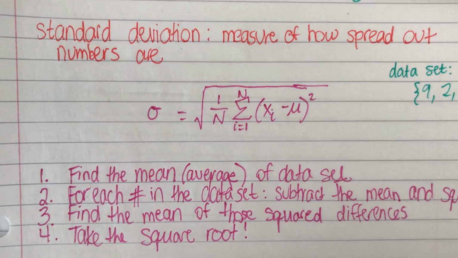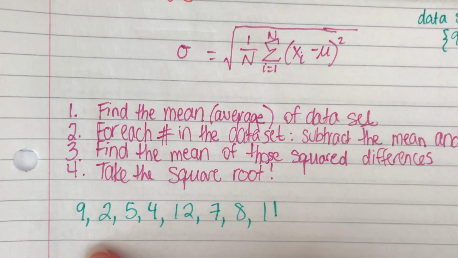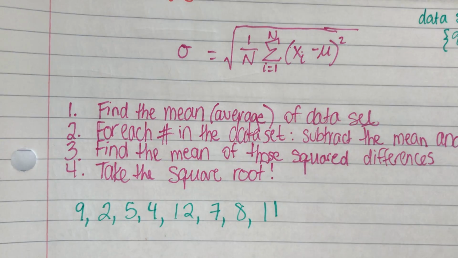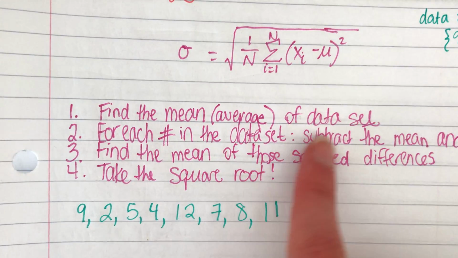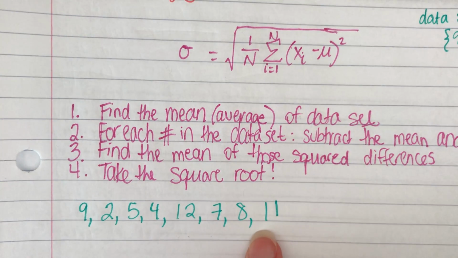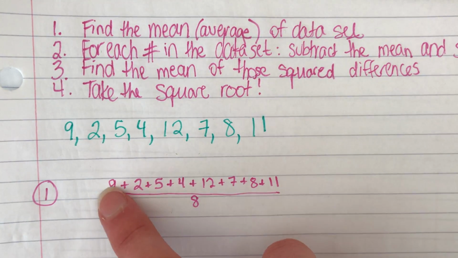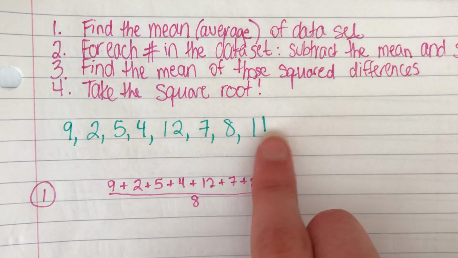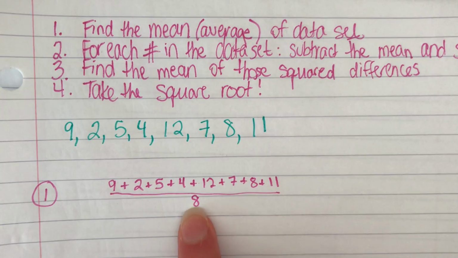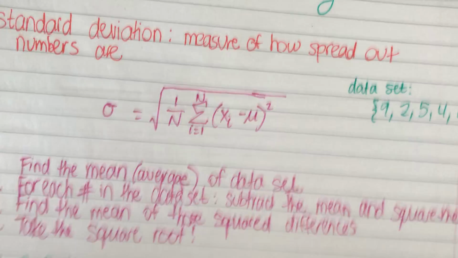Okay. So if you're back, I assume you're ready to move on. Again, we're going to look at this data set right here. 9, 2, 5, 4, 12, 7, 8, and 11. Okay, so step 1 was simply to find the average of the data set. This in green is our data set. So to find the average, this is what we learned yesterday. We add up all of the numbers here, all of the numbers in our data set, and then we divide by the number of numbers that there are. So we had 1, 2, 3, 4, 5, 6, 7, 8.